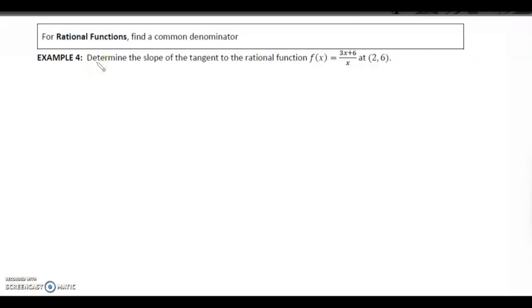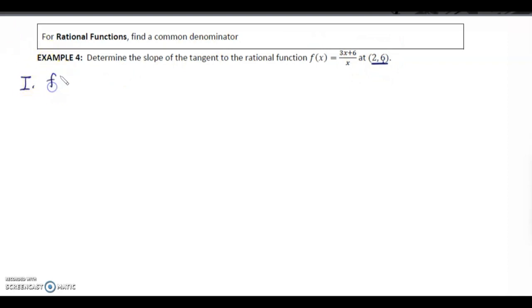Okay, so for rational functions, because we just did a polynomial, we're going to find a common denominator. So example 4: determine the slope of the tangent to the rational function f at x equals (3x plus 6) over x, and we're given the point (2, 6). So let's do those 3 steps again.